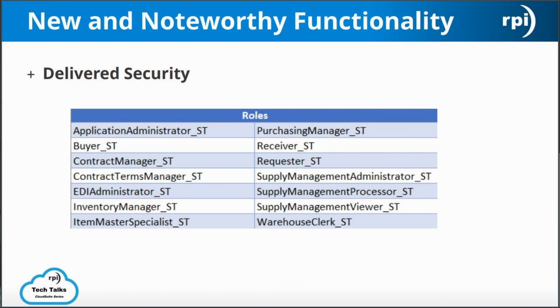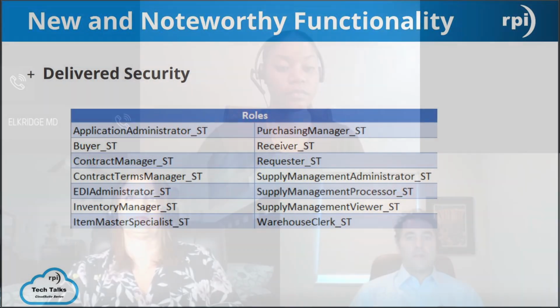Security roles are now delivered with CloudSuite. Delivered security roles will be shown with an underscore and a suffix of _ST to indicate they are standard template roles. These delivered roles can be copied and configured to meet your organization's specific security policies. The roles shown here are just a subset of some of the more common supply management roles you'll see. You no longer need to build security from scratch like you did in the S3 days.